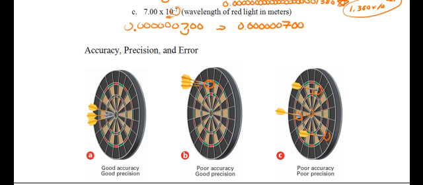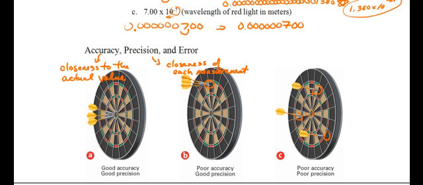So, just so you know, accuracy deals with the closeness to the target or actual value, whereas precision deals with the closeness of each measurement. Okay? It has nothing to do with how close it is to the actual value.